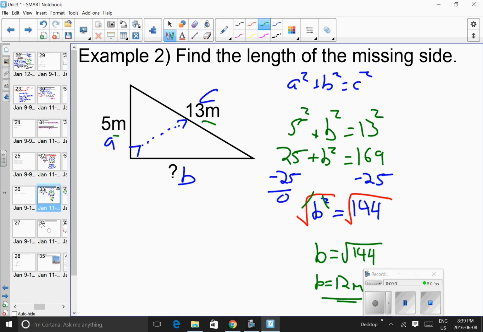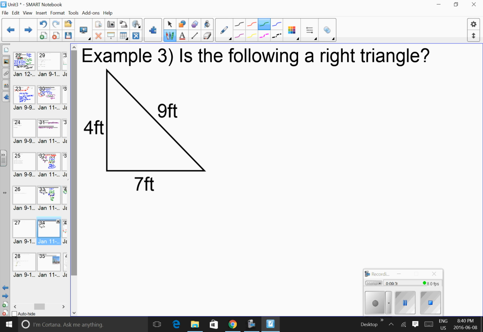Alrighty. One last example. Is the following a right triangle? I know my 3 sides. It looks like a right triangle, but I don't know. It doesn't have that little square there, so we don't know if it's a right triangle. Now, the Pythagorean theorem only works if it's a right triangle. So, if we put all these numbers into the Pythagorean theorem, into that formula, and the left side and the right side end up being equal, then it works.